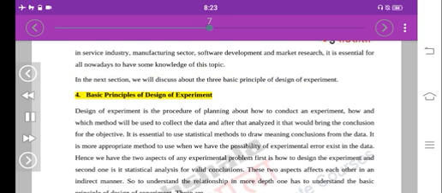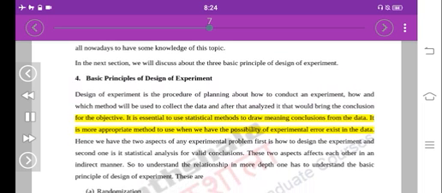4. Basic principles of design of experiment. Design of experiment is the procedure of planning how to conduct an experiment, and which method will be used to collect the data and analyze it to bring the conclusion for the objective. It is essential to use statistical methods to draw meaningful conclusions from the data. It is a more appropriate method to use when the possibility of experimental error exists in the data.